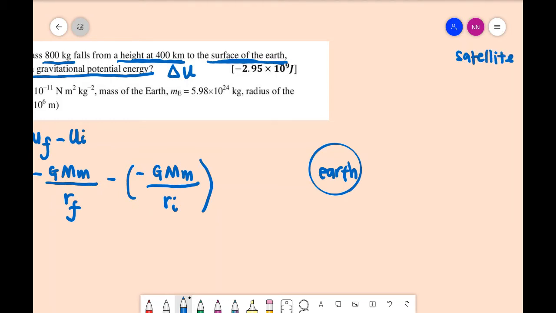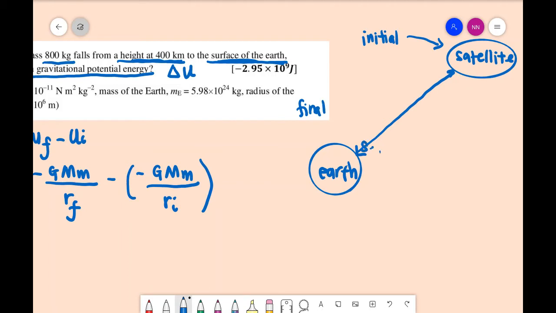This is the initial position. It is at a height of 400 kilometers above the Earth's surface. Initial position, and then it falls to the Earth's surface. Final is here, final at the Earth's surface. This is the final position.